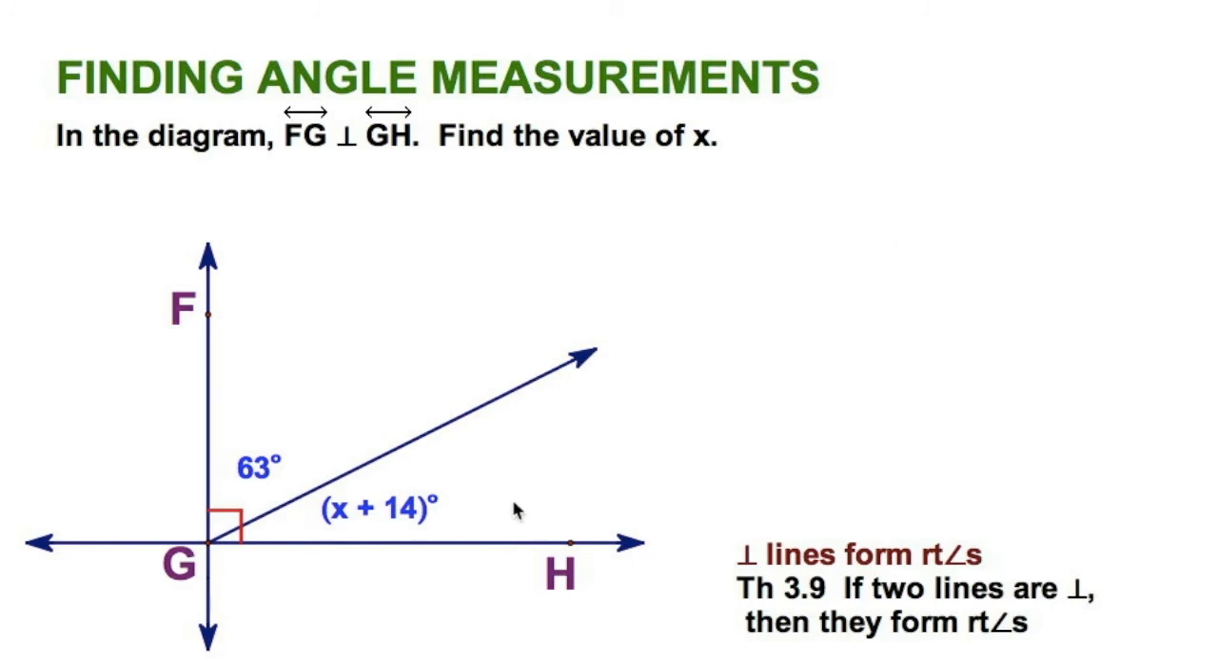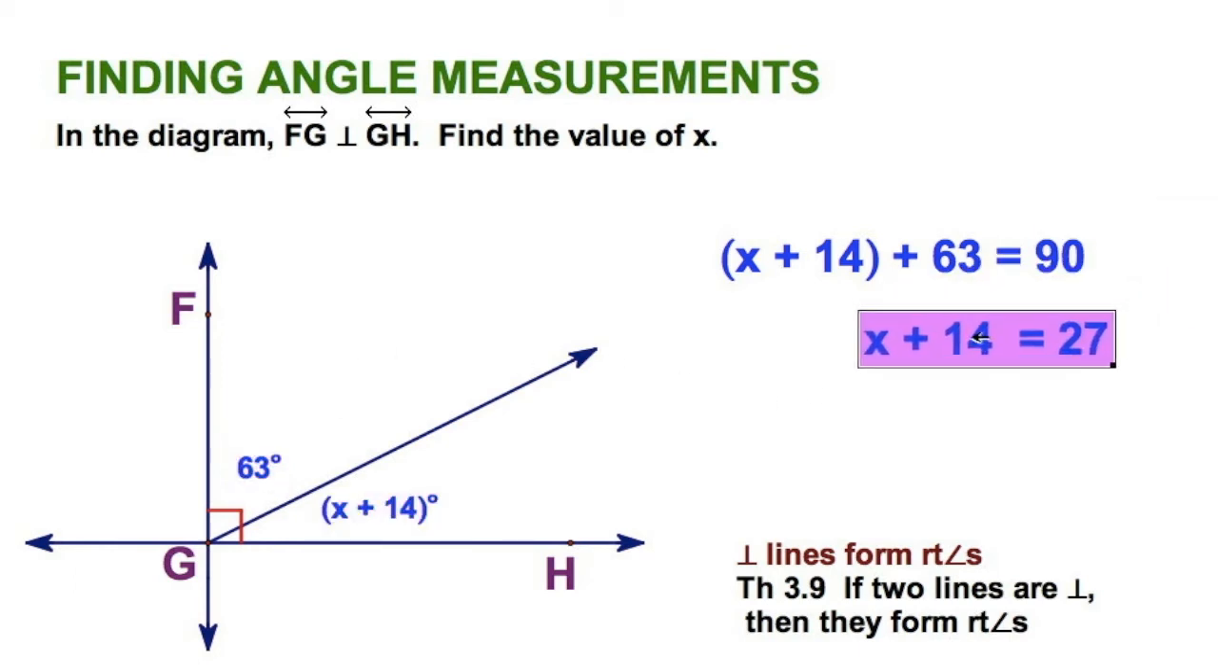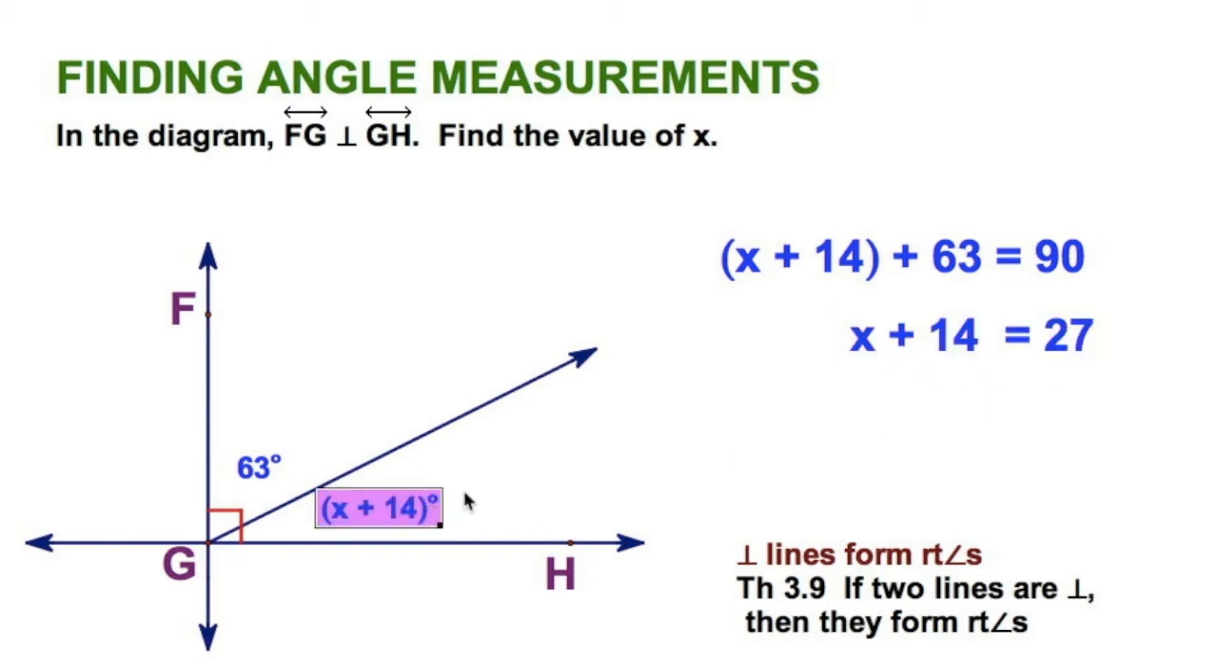So now we're going to set something up. Let's say I've got this plus this equals 90. Now the algebra is not so hard. I might group this so I can say that this angle is 27, and then solve for x, subtract the 14, and we're good. Easy squeezy.